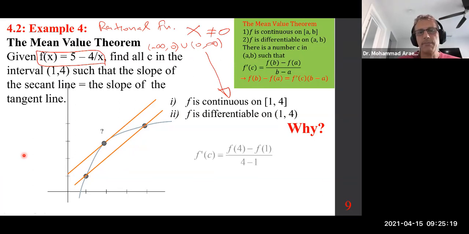And now f prime of c is f of 4 minus f of 1 over 4 minus 1. So you plug in, class. You replace the x with 4, you replace the x with 1, you do the math, you end up with 1. Now you have to differentiate this. 5 minus 4 over x. I hope everybody is okay with that.